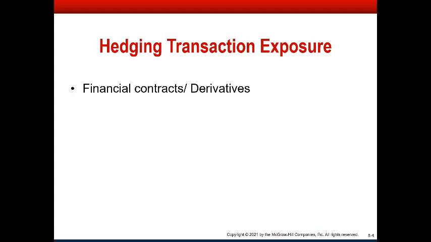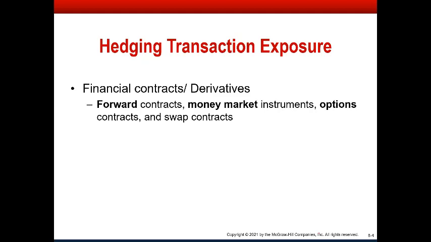Today, we're going to talk about hedging, so we can avoid the losses and try to capture the gains from changes in exchange rates. So the first thing to talk about is that multinational corporations will utilize financial contracts and derivatives. So they can basically borrow and invest and or use forwards and options.